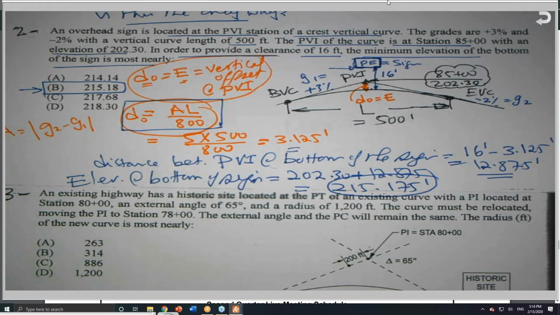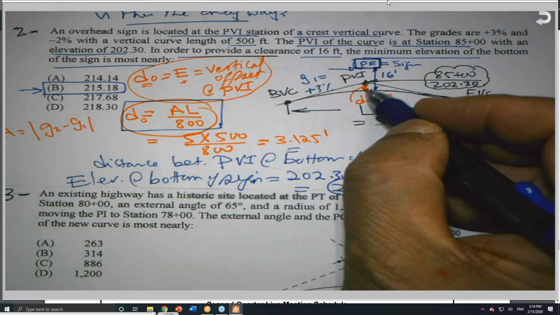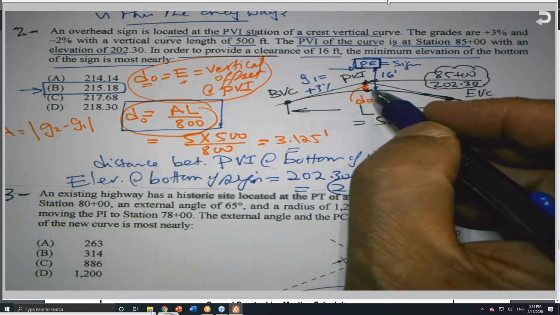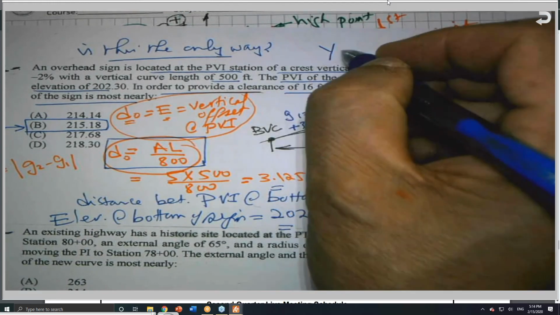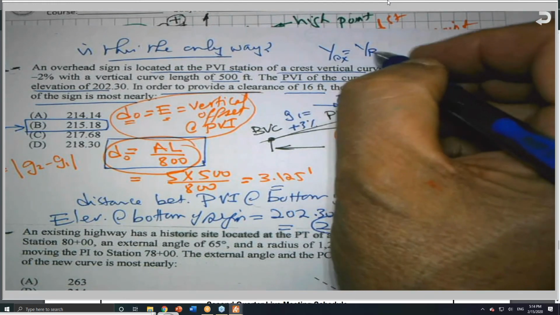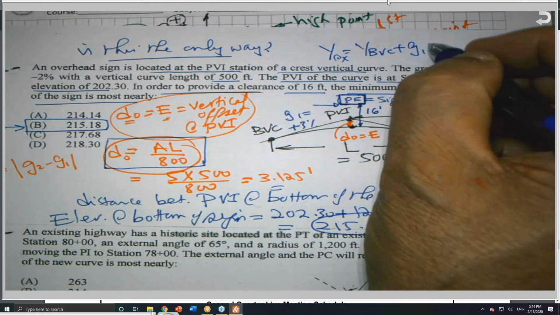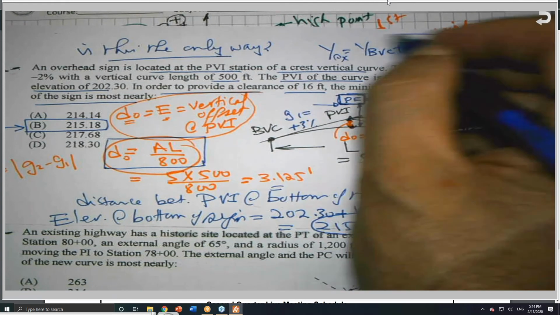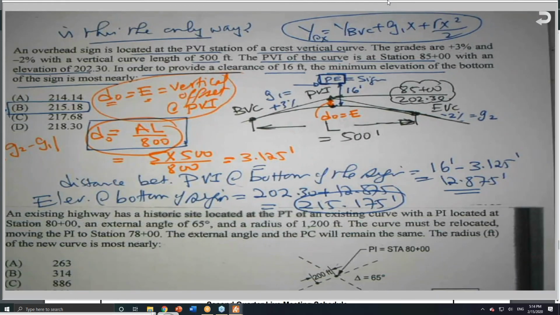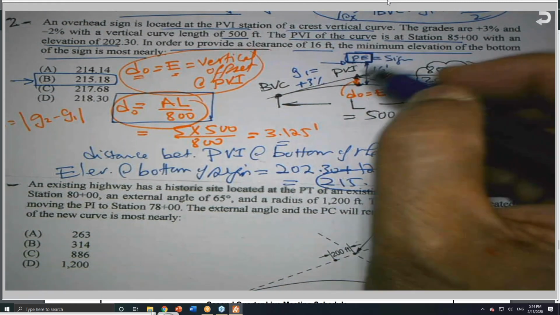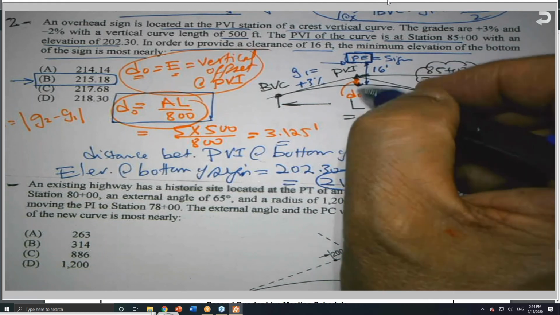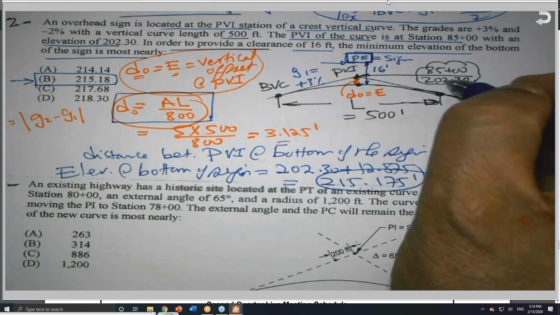This is one way. There is another way, where you can determine the elevation along the curve itself at this point using the general equation. You can use this general equation: y at any distance x is equal to y of the PVC plus g1 x plus r x squared divided by 2, which is a general equation for vertical curves. And after that, I will add the 16 feet to it.